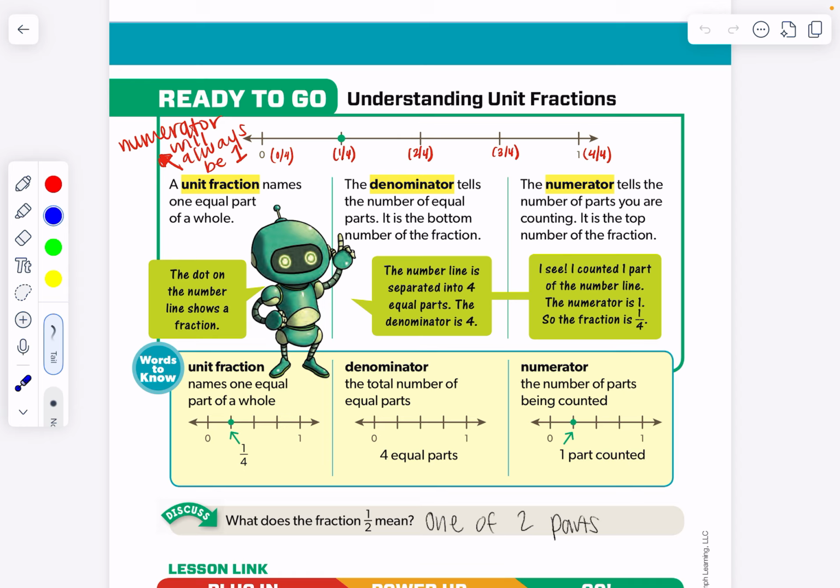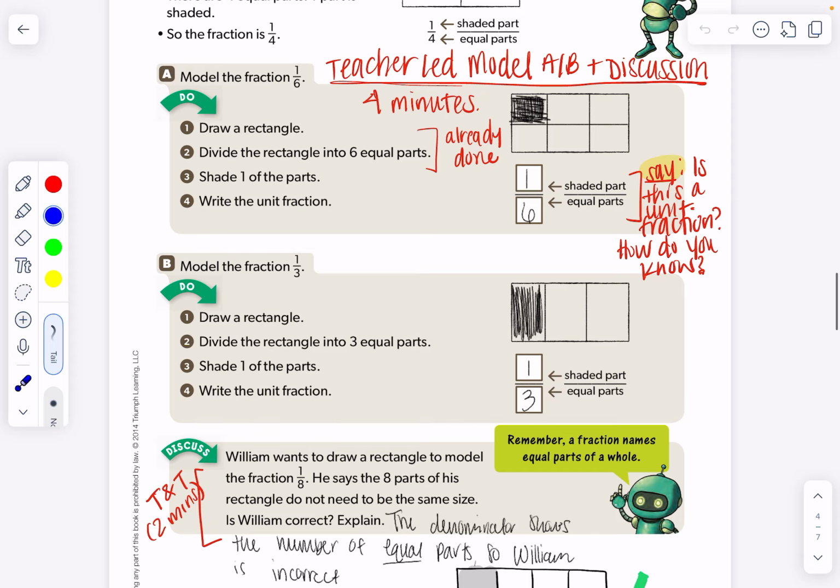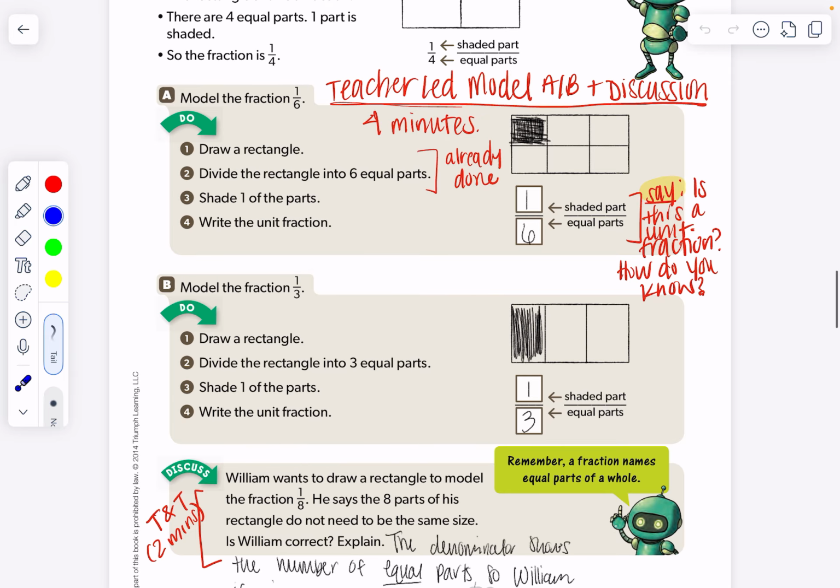The denominator, though, does tell the number of equal parts, whereas the numerator tells the number of parts you are counting. For today, we are only going to be counting one part. The models that we will be using today are fraction strips as well as number lines. So we are going to start out with 4 minutes of a teacher model for letters A and B.